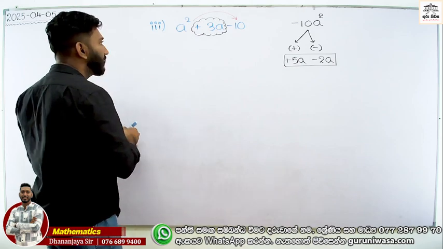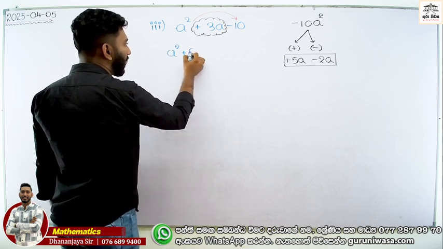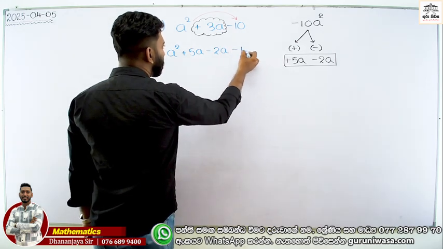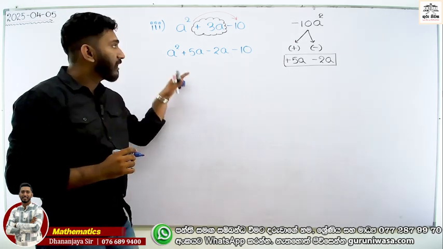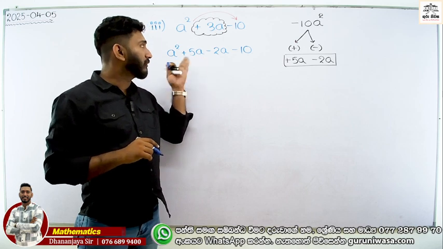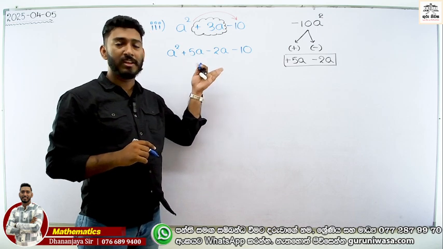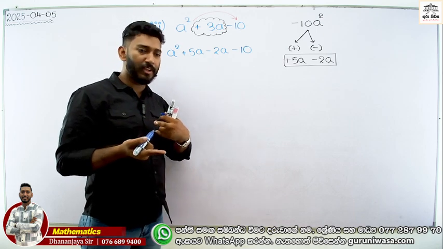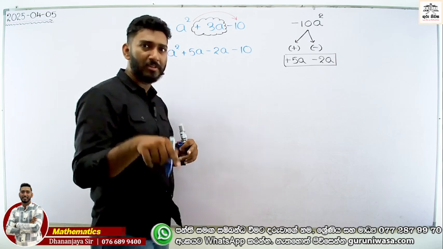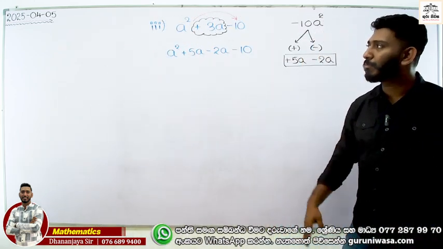Now we can write a squared plus 5a minus 2a minus 10. Now look at that. This is like our Roman number 1, the first question. Do you remember the first question like this? Now we have to continue the theory. Everyone, please put the answer in the chat. You can just type and put the answer.